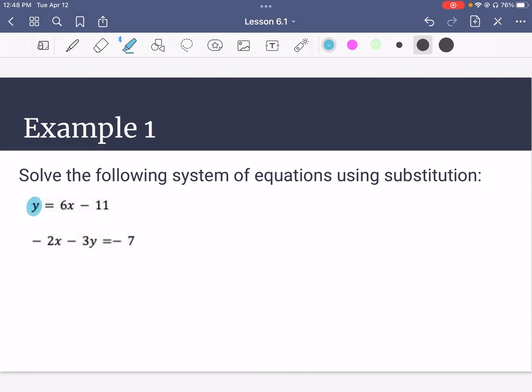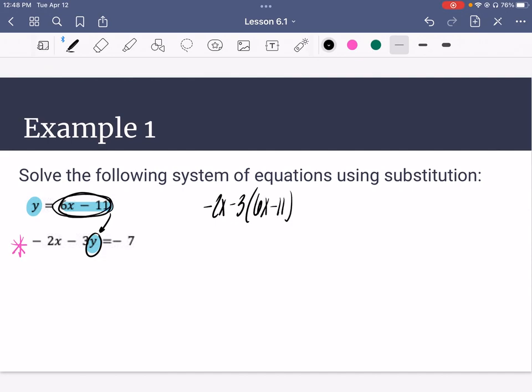Okay, so let's practice a couple of examples. Example number 1. Do we already have one of these equations set equal to a variable? Yes, we do. Over here, this is equal to y in my first equation. So if I know y is equal to 6x minus 11, that can be the expression that I substitute in for the y in the second equation. So I'm going to rewrite this second equation with my new y value: negative 2x minus 3 times y, which is now this expression from up above, (6x minus 11), and that whole thing equals negative 7.